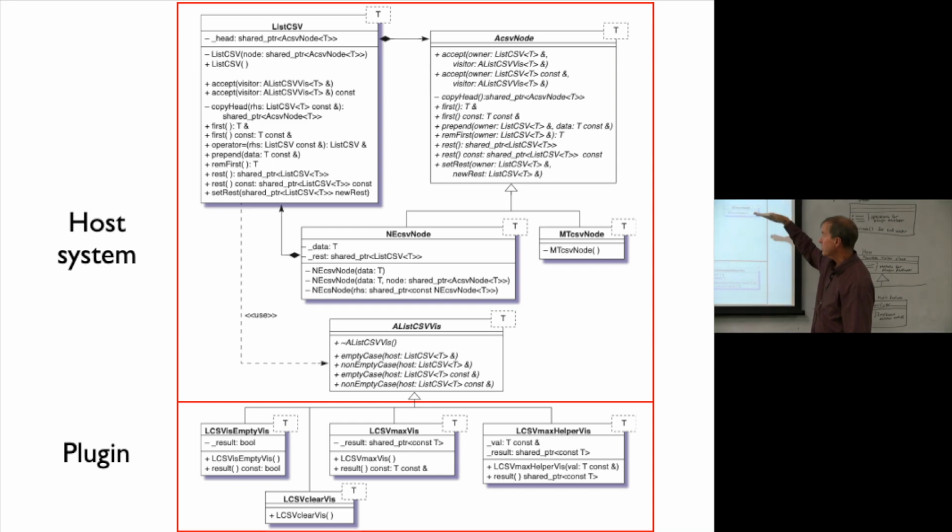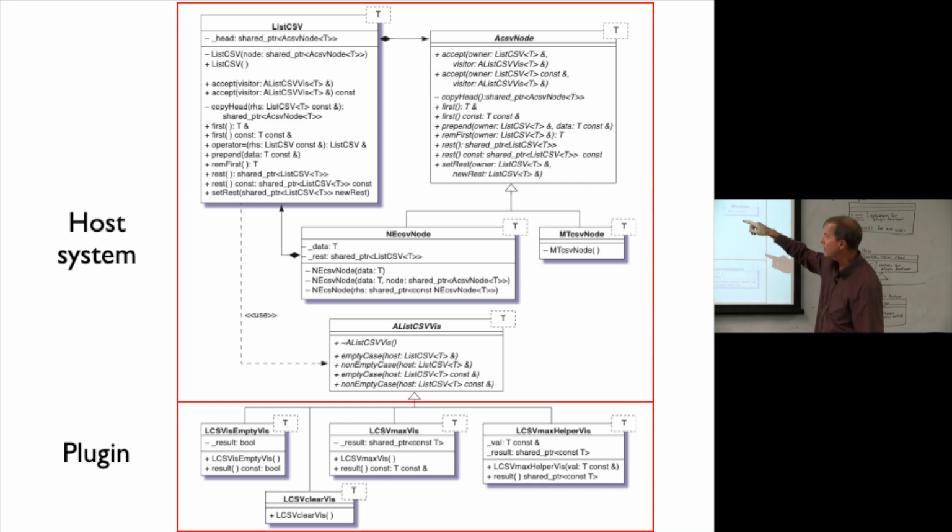The top part of the figure. You see we have a list CSV and an abstract CSV node and a non-empty CSV node and an empty CSV node. Do you see that? Okay. But look, you guys, we don't have every single one of those methods in our list anymore. We only have a minimally complete set.